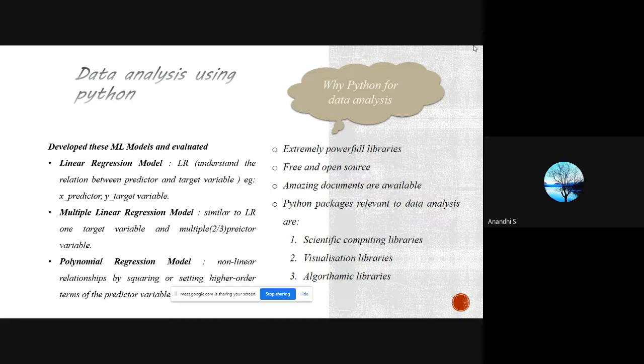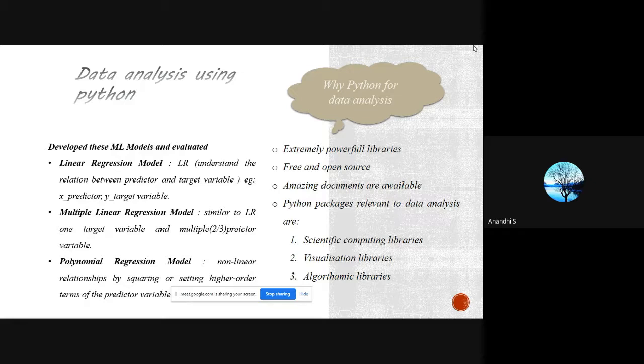Linear regression is nothing but we can fix one predictor and one target variable to develop the model. Here I have fixed plane of array variance in kilowatt hour. For gross generation dataset only, I have developed these three models, not for the WMS dataset. Then for multiple linear regression, we can fix 2 or 3 predictor variables as predictors and the target as gross generation in kilowatt hour.